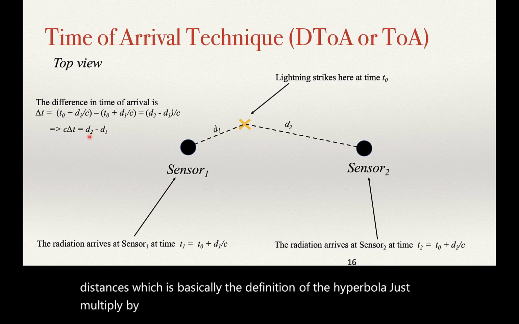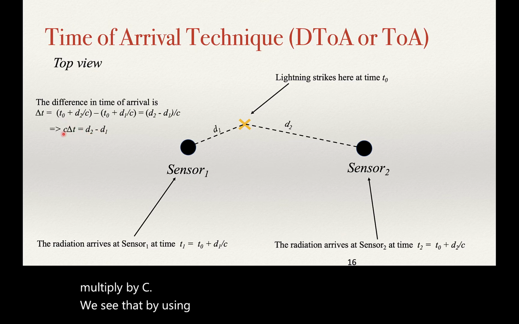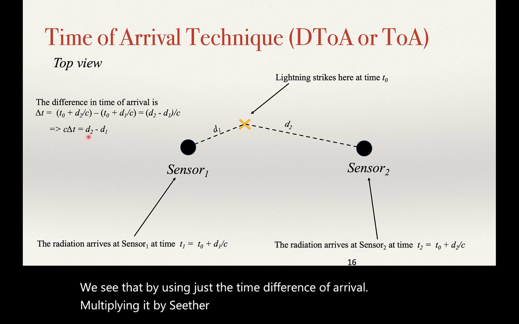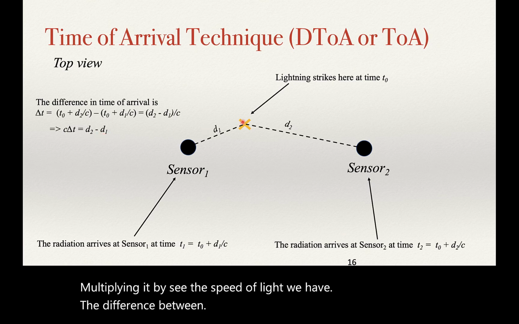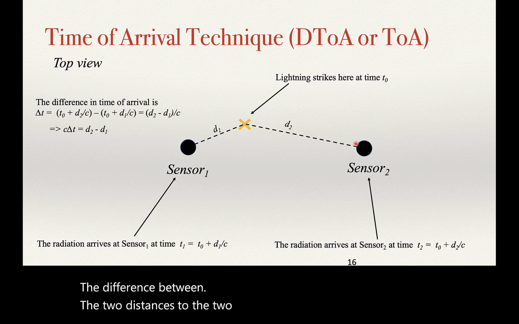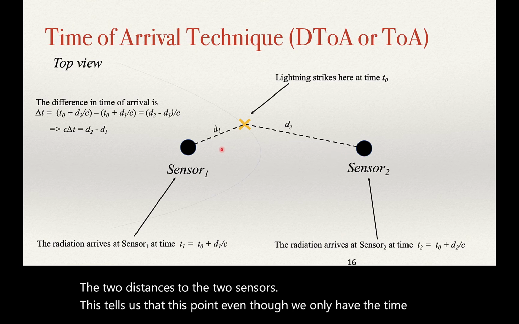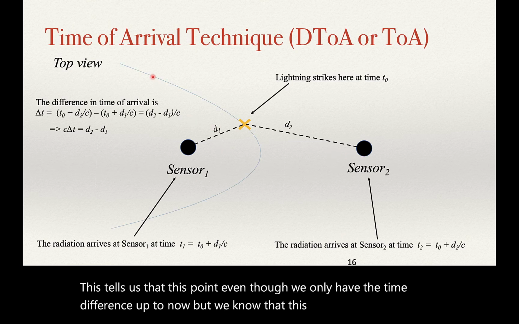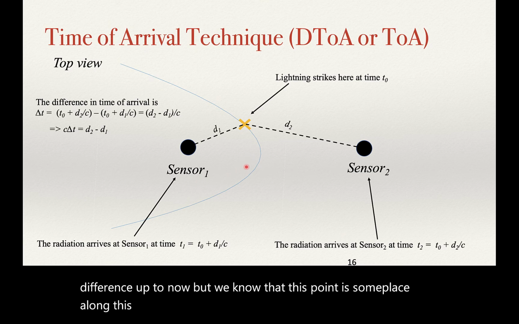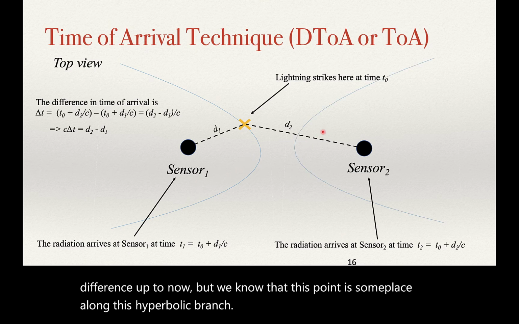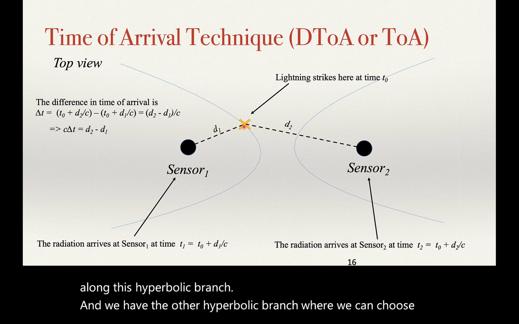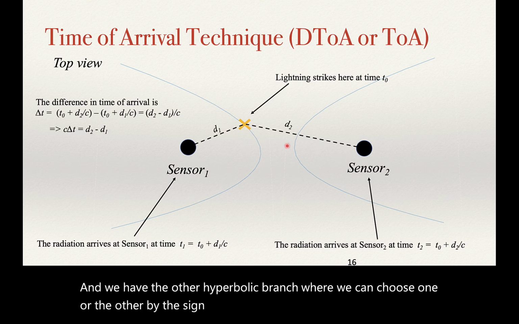We see that by using just the time difference of arrival, multiplying it by c, the speed of light, we have the difference between the two distances to the two sensors. This tells us that this point, even though we only have the time difference up to now, but we know that this point is someplace along this hyperbolic branch. And we have the other hyperbolic branch, but we can choose one or the other by the sign of the difference in time of arrival.